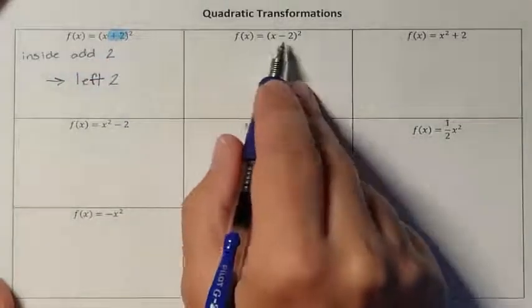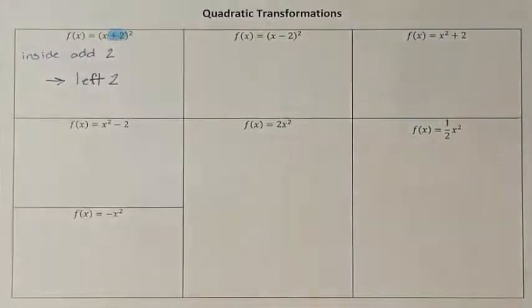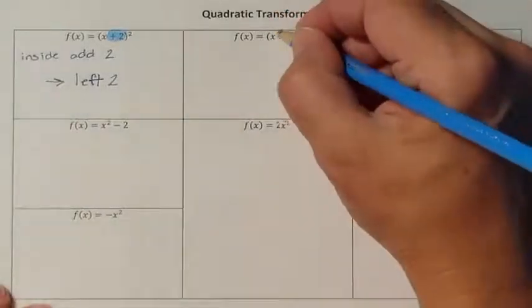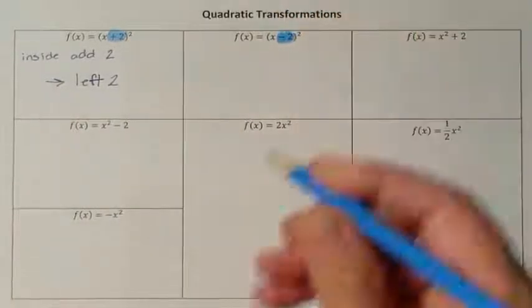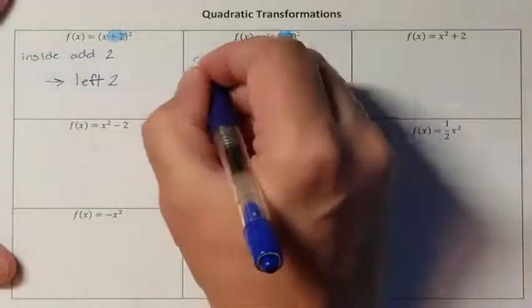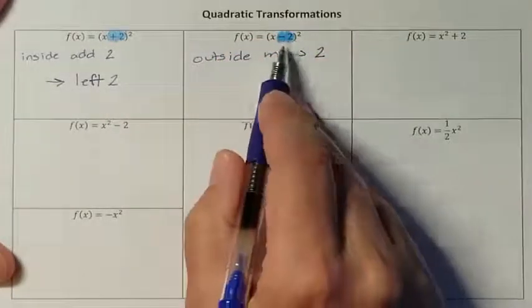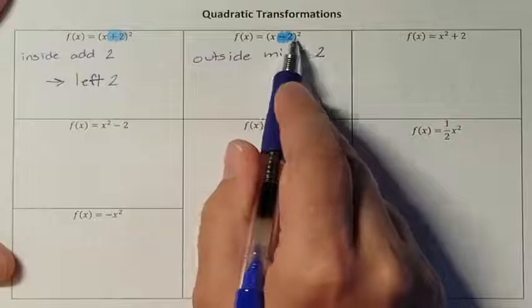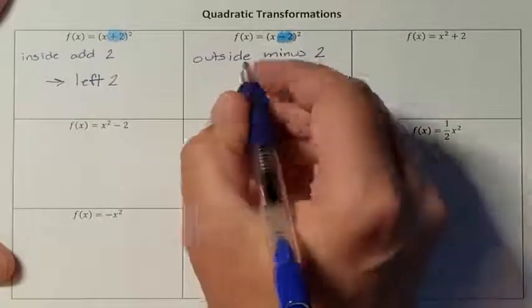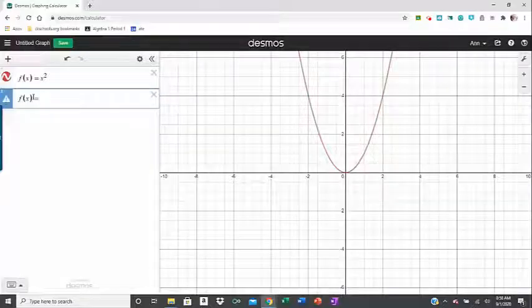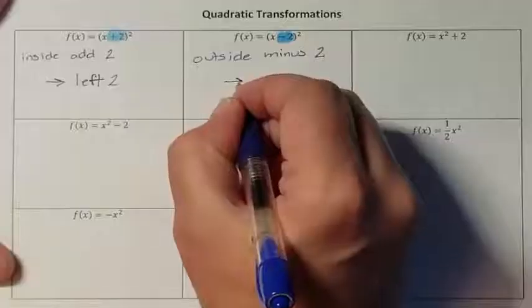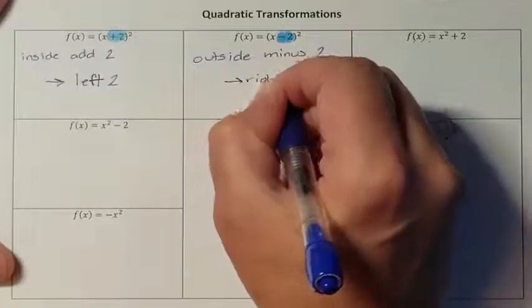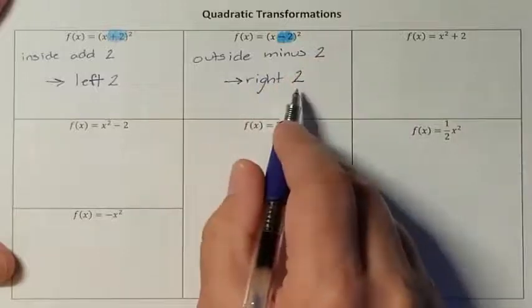Next problem, it's an inside, just like the first one, but it's no longer a plus 2. I see on the inside a minus 2. So I want to write that description. And from our observations the last few days, we know that if it's on the inside and we subtracted 2, an inside subtract 2 told me that my function moved to the right 2.